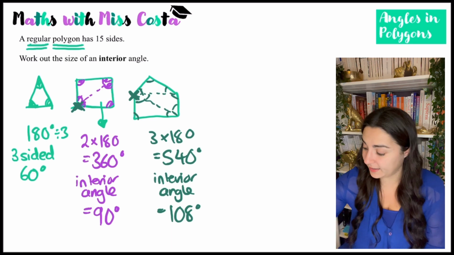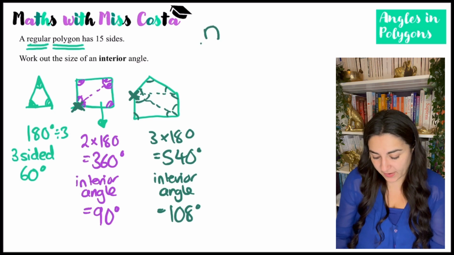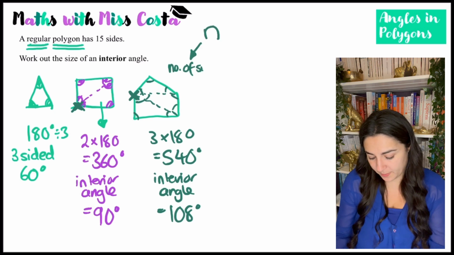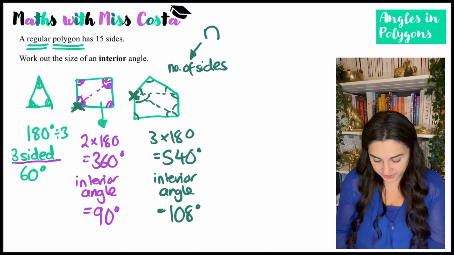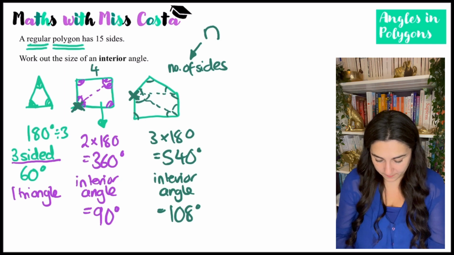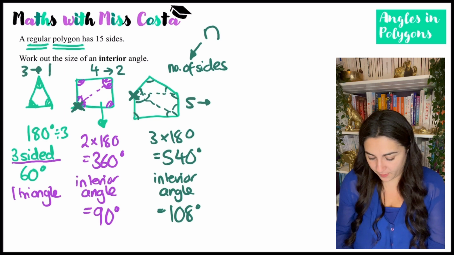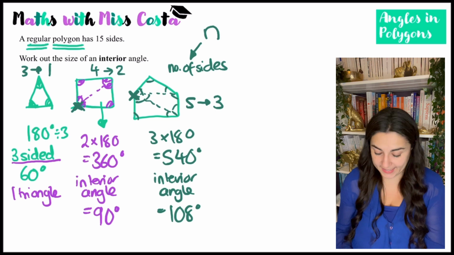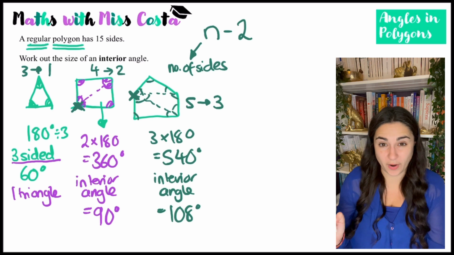So hopefully you remember this. If not, then this is a brief little recap. So the formula is, n is the number of sides of a polygon. Here it was a 3-sided shape, and there was 1 triangle. Here it's a 4-sided shape, and there are 2 triangles. And here it's a 5-sided shape, and it has 3 triangles in it. So however many sides a polygon has, it's always going to have 2 less triangles that fit into that.